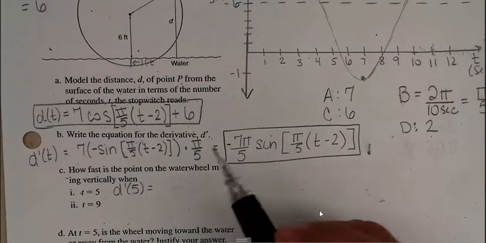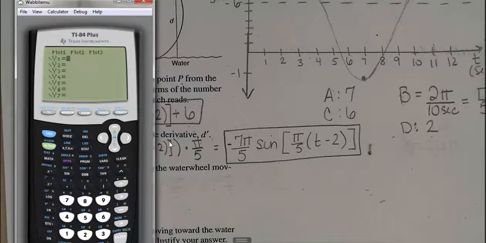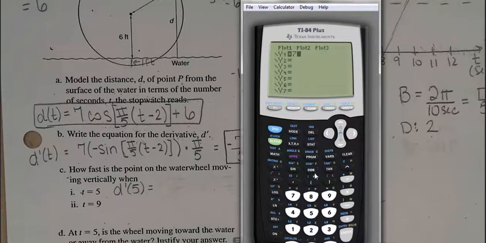So I think I'm actually going to pull out my calculator for this. And I'm going to plug in my original function. And then I'm also going to do the numerical derivative of that. So let's see what I get here. So I'll do 7 cosine pi divided by 5 and t minus 2, or x minus 2. And then all of that I'm going to add 6 to. Then I'll go down here and I'll do my numerical derivative. So I'll go to math 8. And I'm going to do that with respect to x.